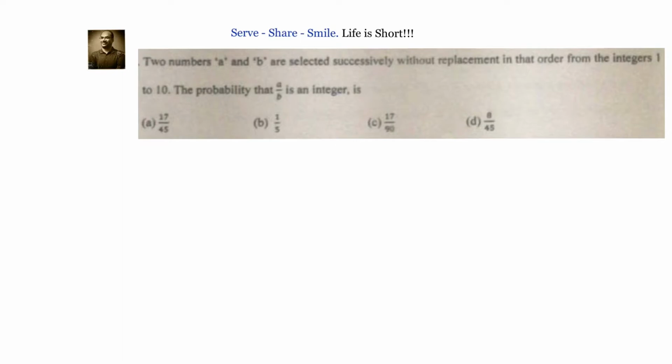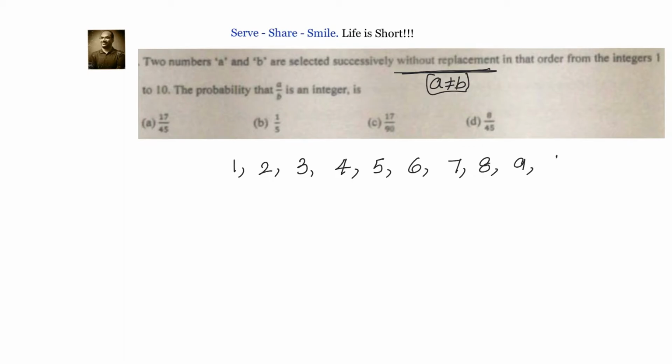So let us try to understand the question, what is given to us. We have been given that two numbers are selected successively without replacement. Without replacement means a cannot be equal to b. In that order from the integers 1 to 10. 1 to 10 means we are talking about numbers 1, 2, 3, 4, 5, 6, 7, 8, 9, 10. So these are the numbers from which we can pick the values of a, b.